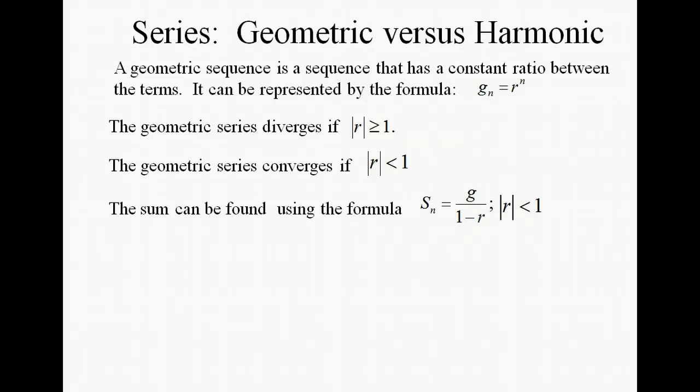The geometric series will diverge if the absolute value of r is greater than or equal to 1. It will converge if the absolute value of r is less than 1. We can find the sum of the geometric sequence for an infinite number of terms by using the formula g over 1 minus r, where g is the first term of the sequence and r is the constant ratio between the terms of the sequence.